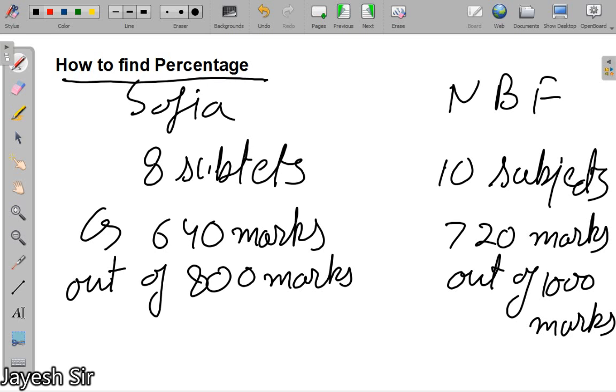Now the parents of these two girls are fighting, saying our girl got more marks, my girl is better, your girl is not, something like that. They are comparing the marks. On the first glance it looks like this girl in Sophia got more marks than the girl in NBF, or you can say the difference between these two marks decides who is better. But these are not good comparison standards.